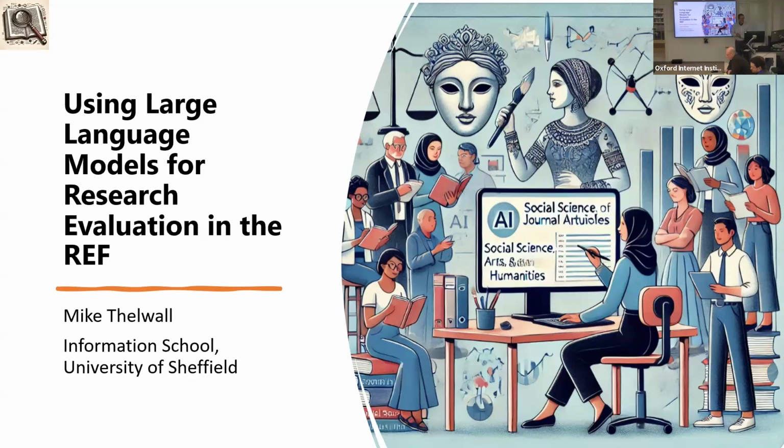So I'm going to talk about large language models for research evaluation with a specific focus on the UK context of the Research Excellence Framework, which I'll just say a tiny little bit about. But really, the focus is on large language models for research evaluation, which I'll give examples, and hopefully that will make sense if it doesn't already.